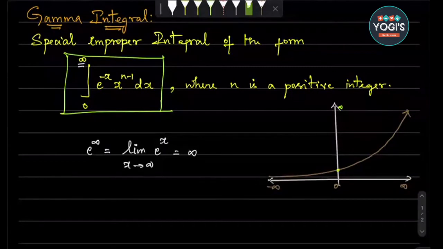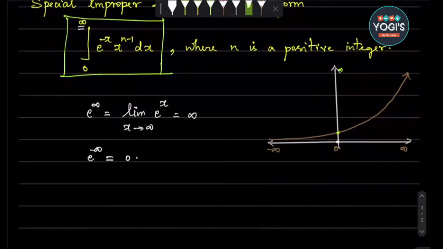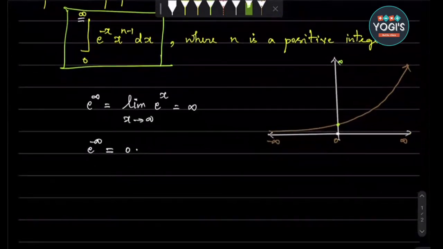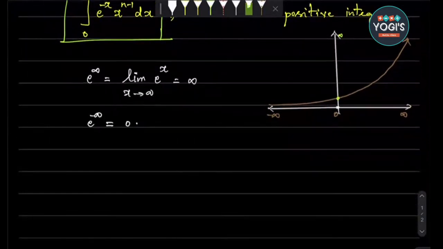I can say e power infinity can be written like this. Now what is e power minus infinity, children? Can you see from the graph? What's the limit? It is tending to 0, right? Yes, sir. So e power infinity is infinity, e power minus infinity is 0. You should know both of these values. So I can use this concept in a limiting problem.